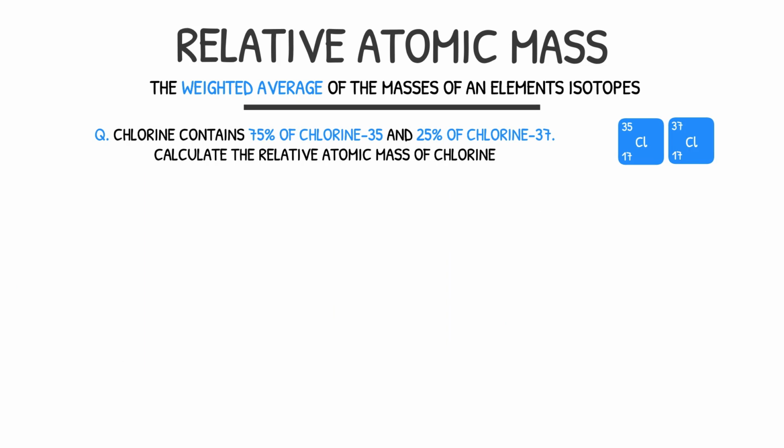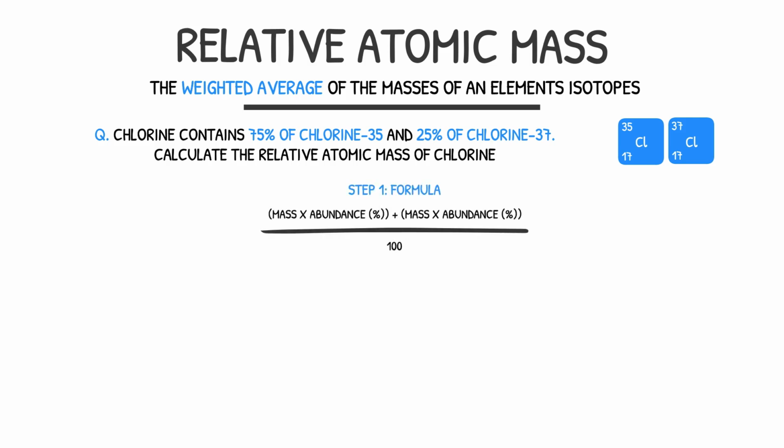Here's an example of a question you may be asked when calculating the relative atomic mass of an element. Chlorine contains 75% of chlorine-35 and 25% of chlorine-37. Calculate the relative atomic mass of chlorine. To calculate the relative atomic mass of chlorine, we can use the following formula. Next, we must substitute the formula using the information from the question.